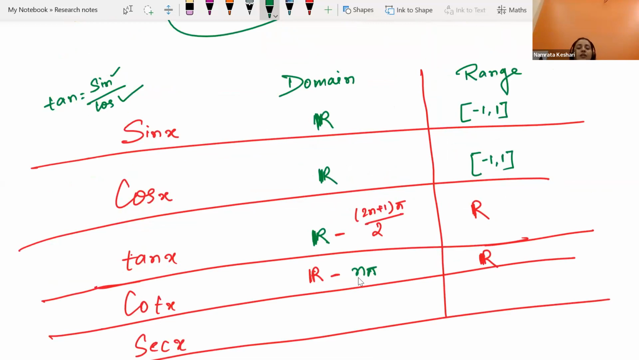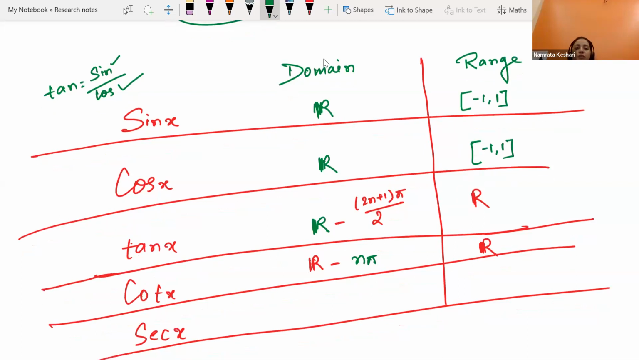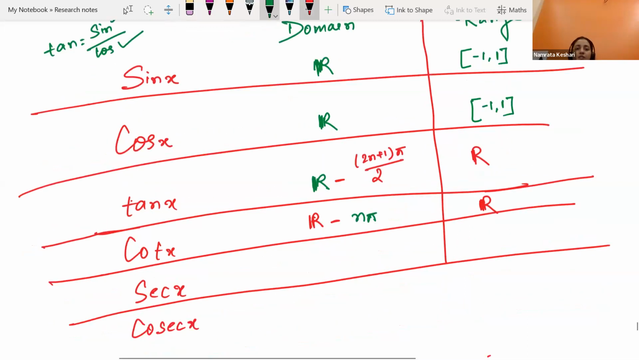N pi means any integral multiple of pi. If you are taking n as 0, so 0. N as 1, so 1 pi. N as 2, 2 pi. N as 3, 3 pi. N as minus 1, minus pi. So like that, integral multiples of pi. These are the points which we need to exclude, because at these points the function will not be defined.